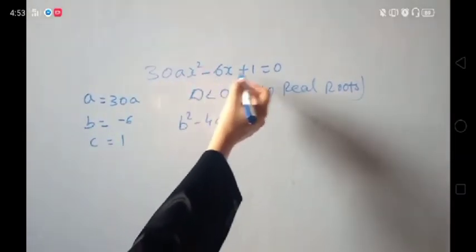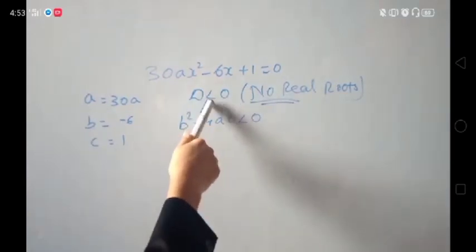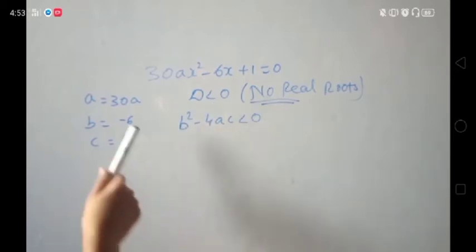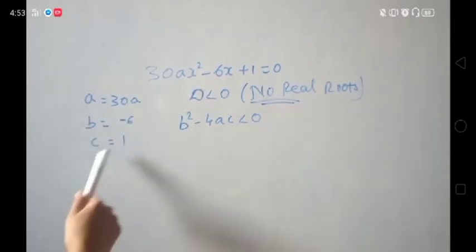So the given equation is 30ax squared minus 6x plus 1 equal to 0, and it has no real roots. If it has no real roots, then delta is less than 0. If delta is less than 0, then b squared minus 4ac is less than 0. According to the question, a is equal to 30a, b is equal to minus 6, c is equal to 1.